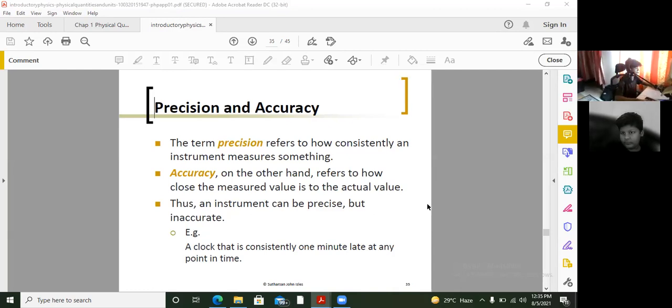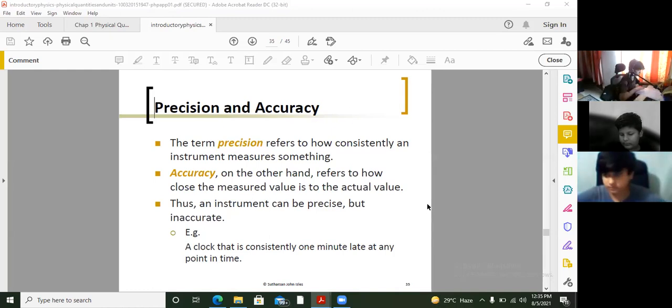A physical quantity is one that can be measured and that consists of a numerical magnitude and unit. Very good. Okay, so what are the units, and what is the difference between the base quantities and derived quantities?